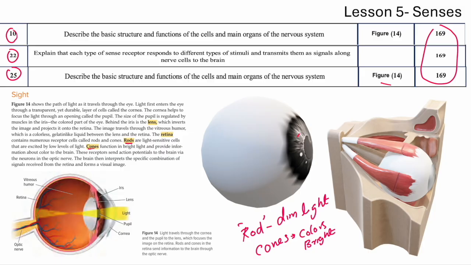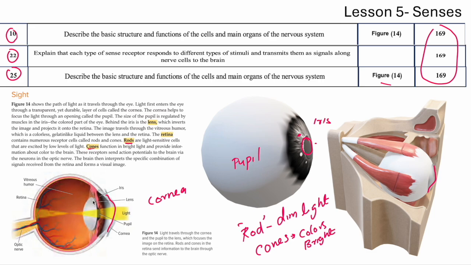The colored part of the eye is called the iris, and the colorless part covering the eye, the front covering of the eye, is called the cornea, right? Cornea. And the light passes through a small opening in the iris. It is called the pupil, right? This opening is called the pupil.